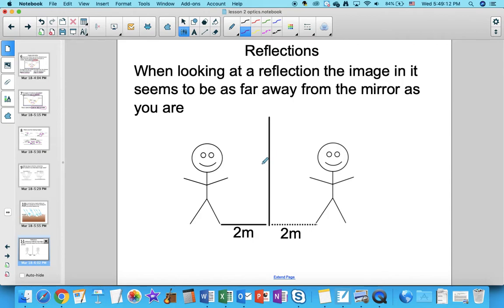Now, it's not actually, right? You're not going to walk 4 meters to meet your reflection. But it looks like it's roughly 4 meters away because it's 2 meters from the mirror and then 2 meters in the reflection.